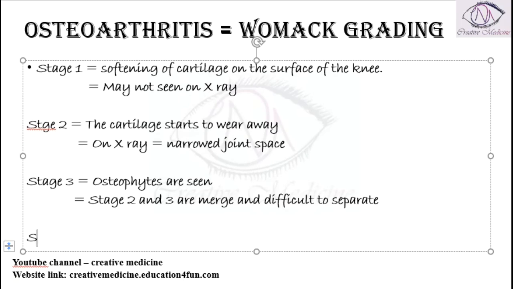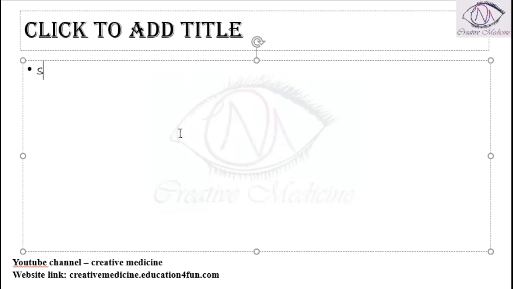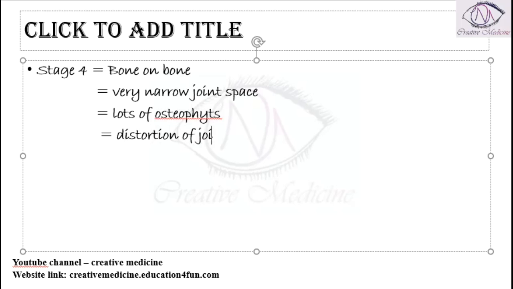Then we have stage 4 in the Womack grading. In stage 4, there is a bone on bone appearance, because there is very narrow joint space. So it looks as though one bone is present over the other bone, with lots of osteophytes present, and distortion of the joint space is also seen in stage 4. It is bone on bone appearance.